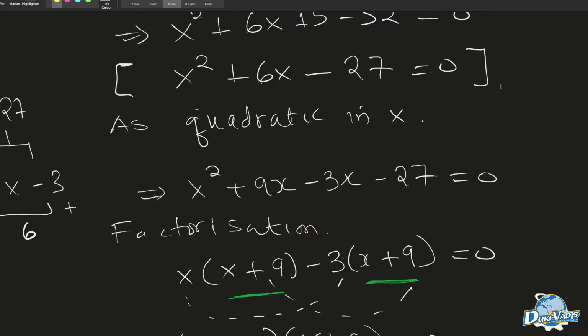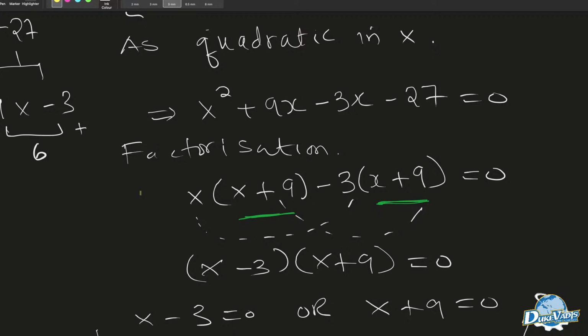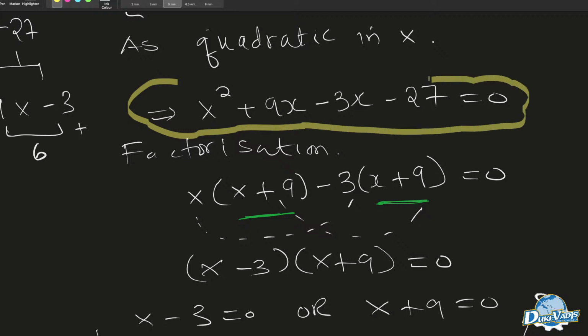We realize it's negative 27, and the factors that will help us get a 6 in between them are 9 and negative 3. So 9 times negative 3 gives us negative 27, but when we add 9 and negative 3, we get 6. So we said our factors are 9x and minus 3x. We substituted back into the equation: x squared plus 9x minus 3x minus 27 equals 0.